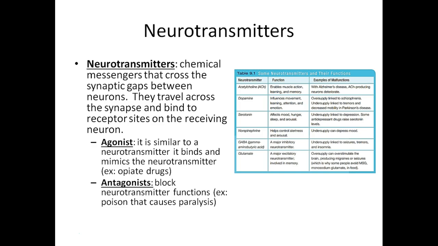Norepinephrine helps control alertness and arousal. Undersupply can depress the mood. GABA is an inhibitory, so this is what I was saying when you hit the brakes. An undersupply can lead to seizures, tremors, and insomnia. And glutamate is the excitatory, so when I say hit the gas, that's glutamate, because oversupply can overstimulate the brain, producing migraines and seizures. When you see that no MSG, the reason why it's such a big deal is because of glutamate.